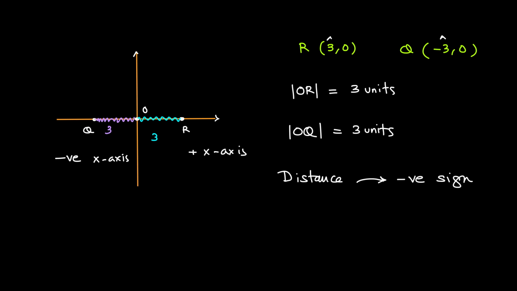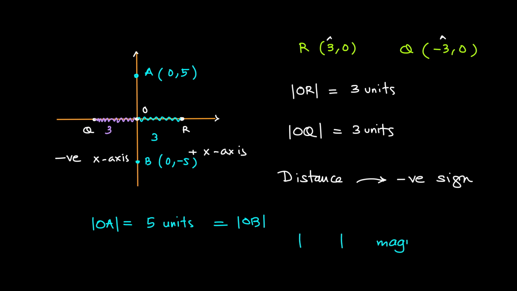It could also be along the y-axis. For example, this point is A, this point is B. The coordinates of A are 0, 5. The coordinates of B are 0, negative 5. OA is 5 units, and similarly, OB is also 5 units. Now this symbol stands for magnitude, for distance with no respect for the sign. This is the basic idea of the modulus function, the absolute value function.